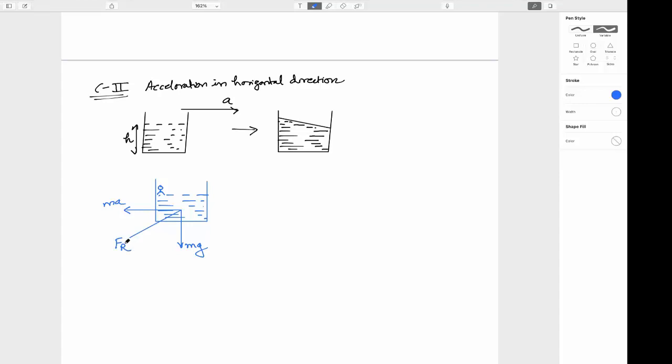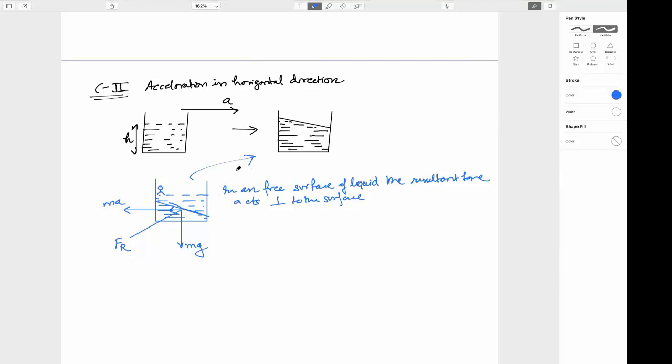And it has to be noted that in any free surface of liquid, the resultant force acts perpendicular to the surface. Because now the resultant force is like that, the free surface must be something like this. That should be perpendicular to it. So that's why the shape comes out to be like this.